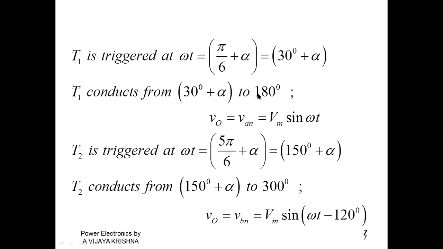Okay. Next one, T2 conducts from 150 plus alpha. Why? Because 5 pi by 6 means it should be 150. T2 conducts from 150 plus alpha to 300, like that. Okay, these are all the values we are considering. Okay, next one.